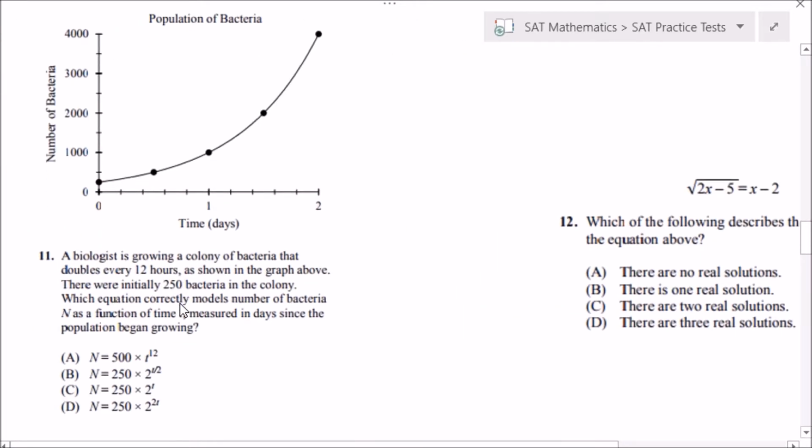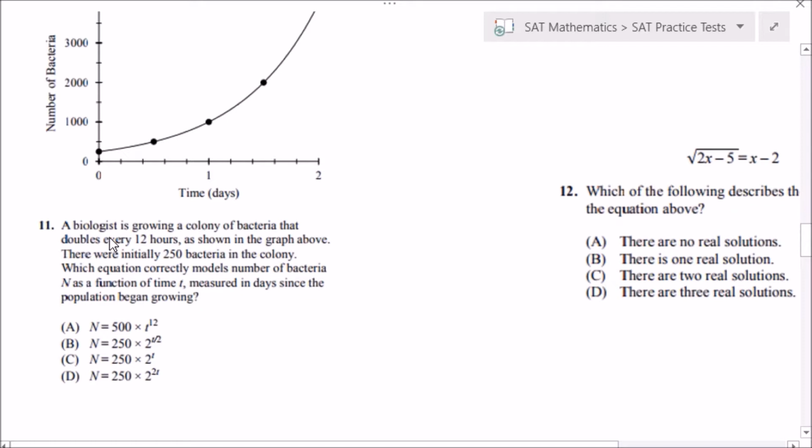Okay, number 11. A biologist is growing a colony of bacteria that doubles every 12 hours, as shown in the graph above. There were initially 250 bacteria in the colony. Which equation correctly models the number of bacteria, n, as a function of time measured in days since the population began growing?